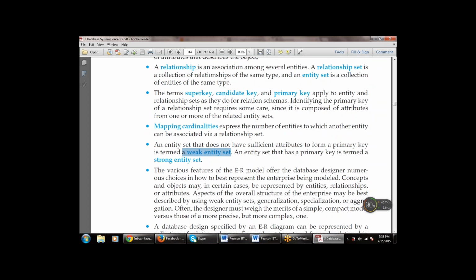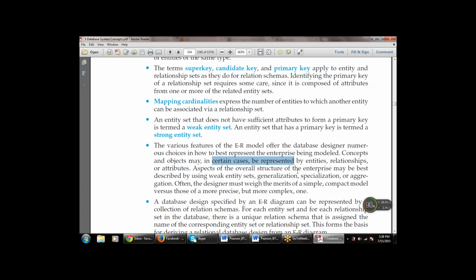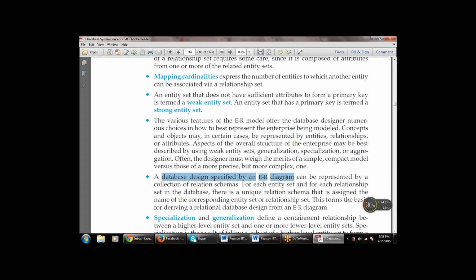Next point says the various features of the ER model also offer choices in database design that are available in the ER model. That is the best way to represent the enterprise being modeled. The concepts and the objects are in some cases represented by the entities, relationships, or the attributes. Next, a database design that is specified by an ER model can also be represented by a collection of relation schemas. So there are multiple relation schemas that are also available for the ER diagrams.